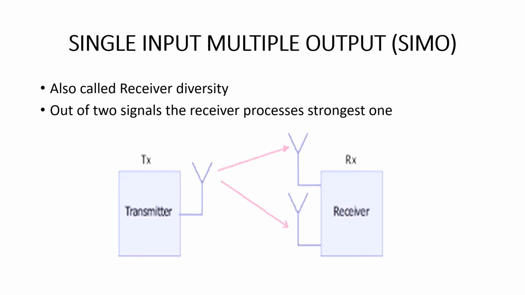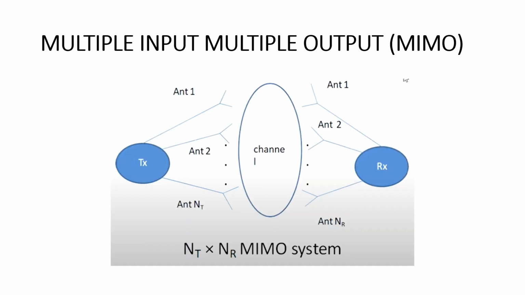Here the receiver is receiving two versions of the same signal transmitted by the transmitter. So it will decide which signal is the best one. The highest quality signal will be taken for processing. So this is what is called SIMO.